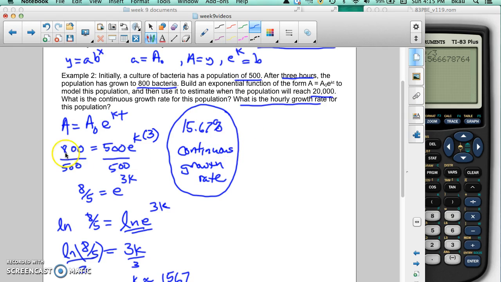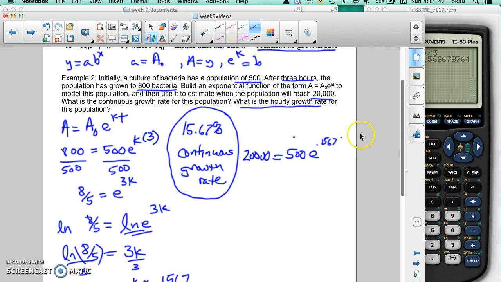So instead of starting with 800, we're going to start with 20,000. We still have 500 to start with, but in this case we now know the continuous growth rate, which is 0.1567. But we don't know our value for t, so that's the value that's missing. Now this problem is exactly the same as this one in its steps, and we just changed our 800 to 20,000. So it's going to go about the same process. We're going to divide by 500.